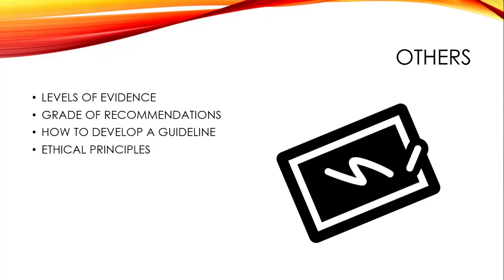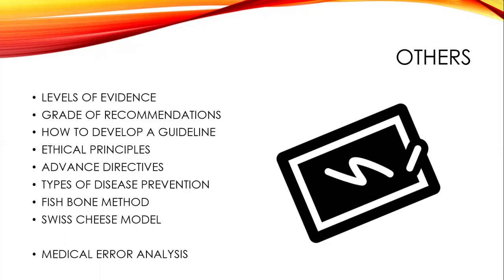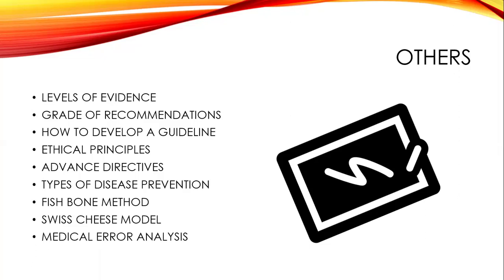Different ethical principles, advance directives, and the consent advices, very important. Types of disease prevention, which are primary, secondary, tertiary, and quaternary. The fishbone method and the Swiss cheese model. Along with that, the medical error analysis, which includes the root cause analysis. So you need to go through all of these topics.